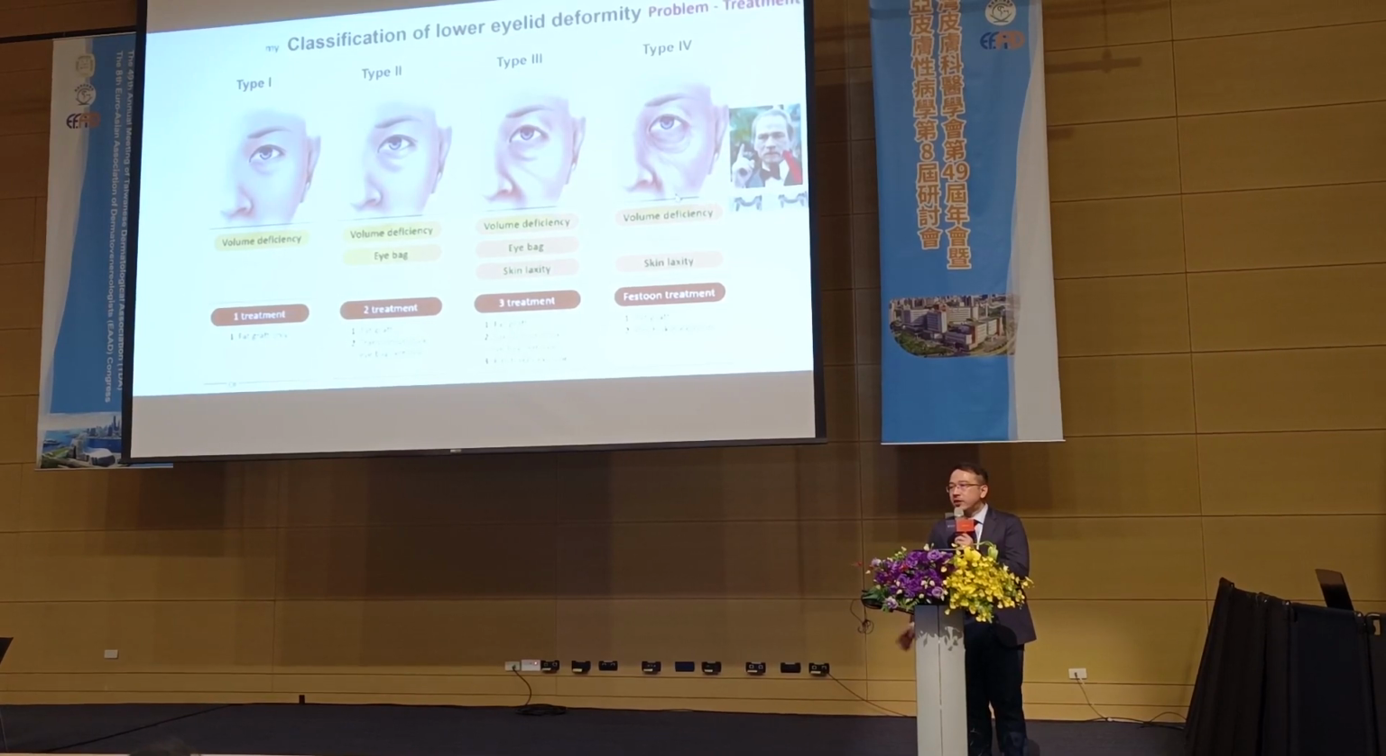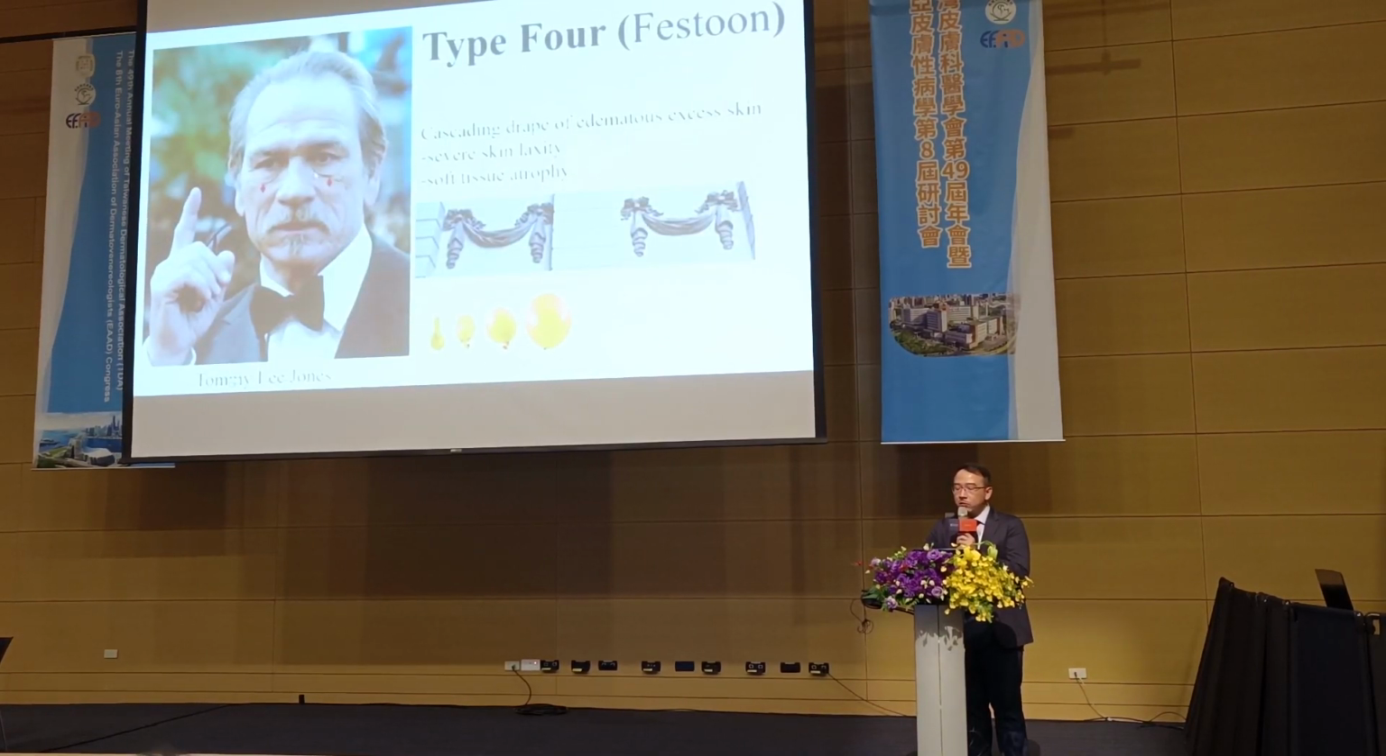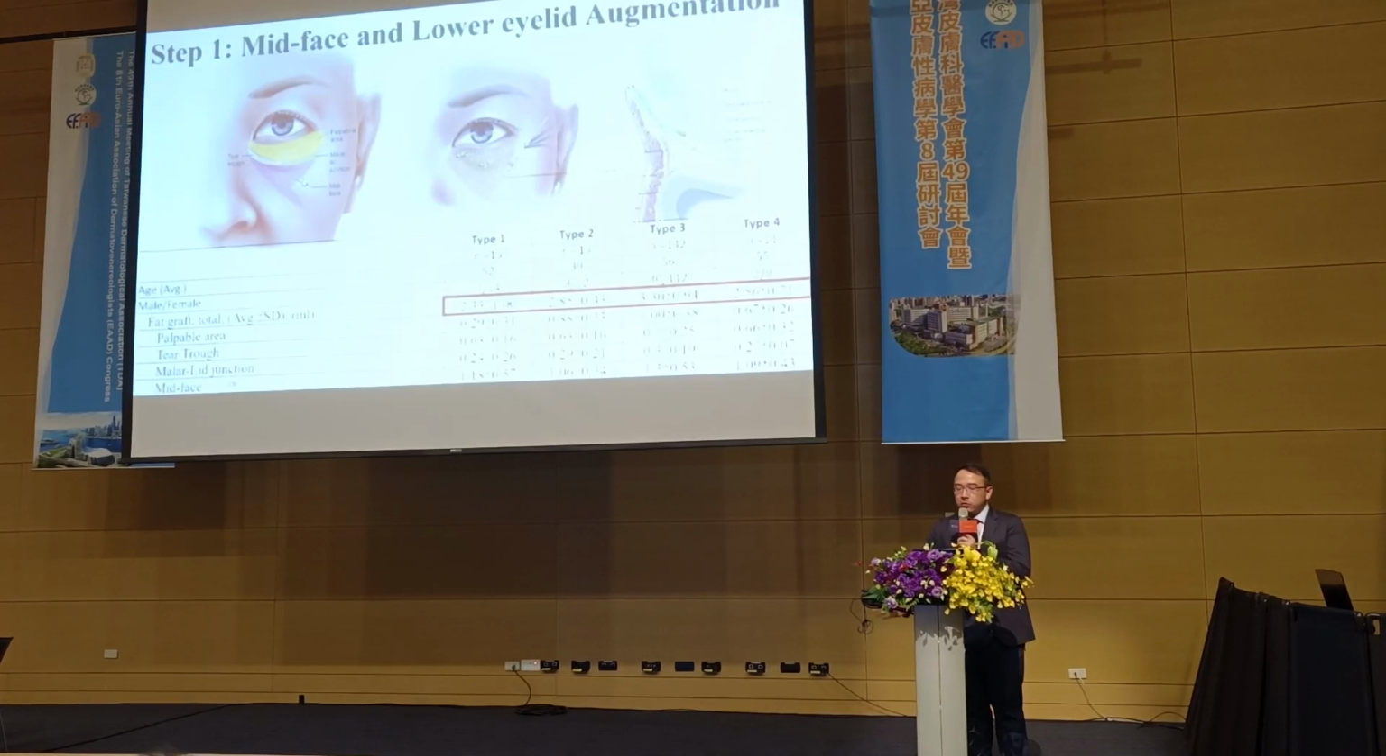The fourth classification is specialized. It's usually seen in Caucasian people. This is because of too much foreign deficiency and skin laxity, which cause a bastion over the knee fat. This is the famous actor Tommy Lee Jones. You can see he has an obvious bastion over his knee fat. That's because of foreign deficiency and skin laxity. So, how to treat this patient?